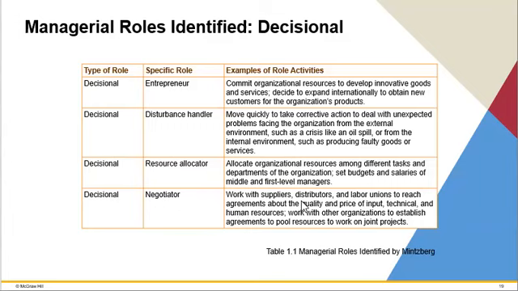Dan kita ada negotiator. Negotiator work with suppliers, distributors and labor union to reach agreement about the quality and the price of input, technical and human resources, work with other organizations to establish agreement to pool resources to work on joint project. Okay, tu kerja-kerja negotiator lah. Mereka kena negotiate sometimes with the supplier, for example, on bila nak supply barang, banyak mana, harga yang macam mana. Okay, labor union ni apa?